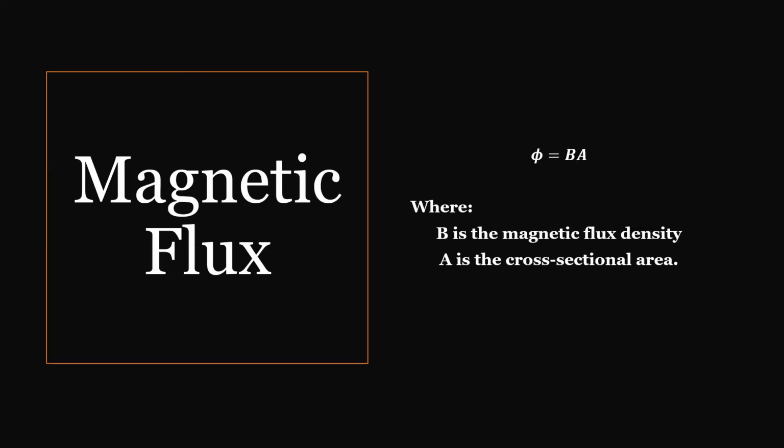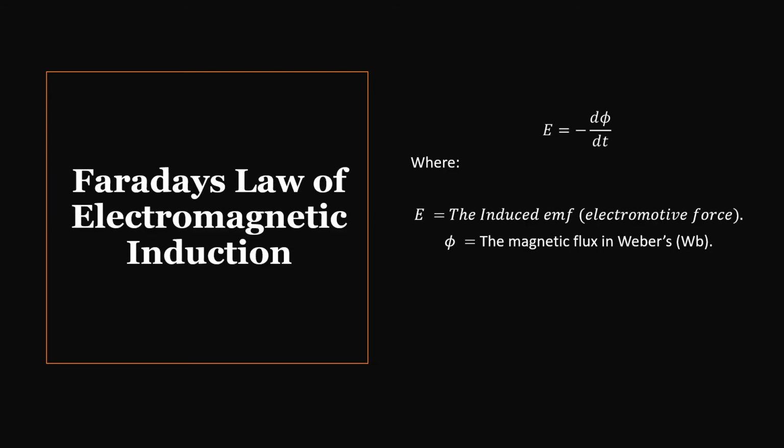From the magnetic flux formula, we can see that the magnetic flux is directly proportional to the magnetic flux density. Therefore, an increase in the magnetic flux density will result in an increase in the magnetic flux and vice versa. Therefore, relating the magnetic flux formula to Faraday's law of electromagnetic induction, we can see that an increase in the magnetic flux will result in an increase in the induced EMF.